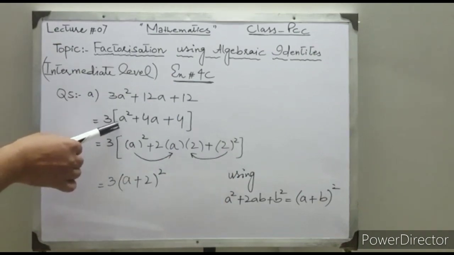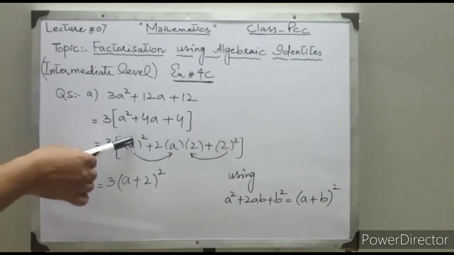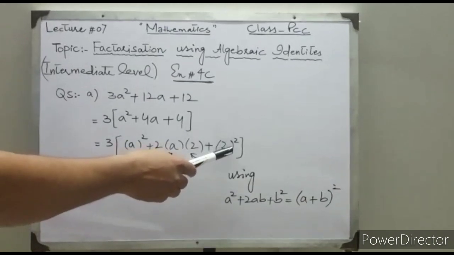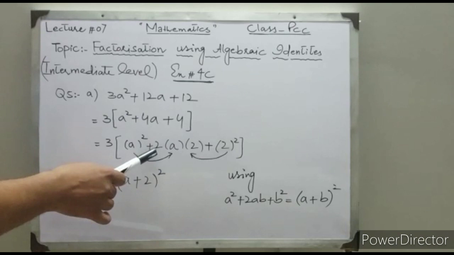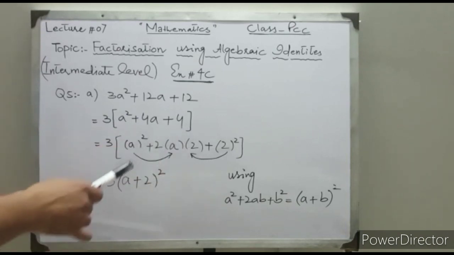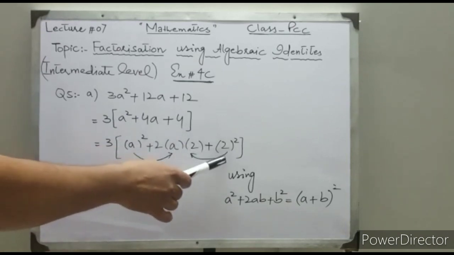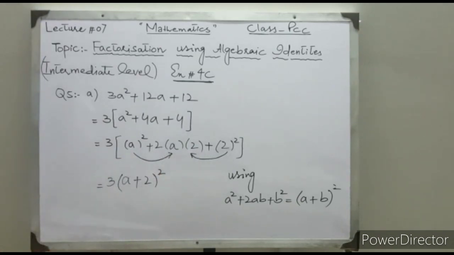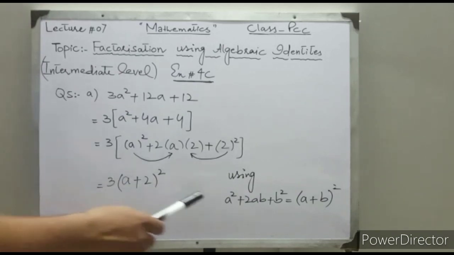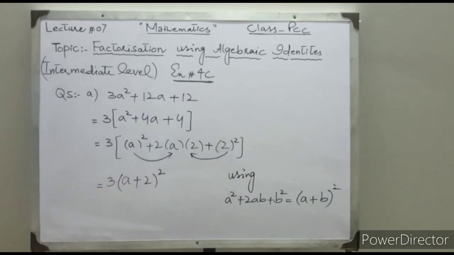Now we can write a square as a square, 2 square is equal to 4, and in the center we have to write 2ab, where a is a but b is 2. Finally, the answer will be a plus 2 whole square using the first identity, which is a square plus 2ab plus b square equal a plus b whole square.